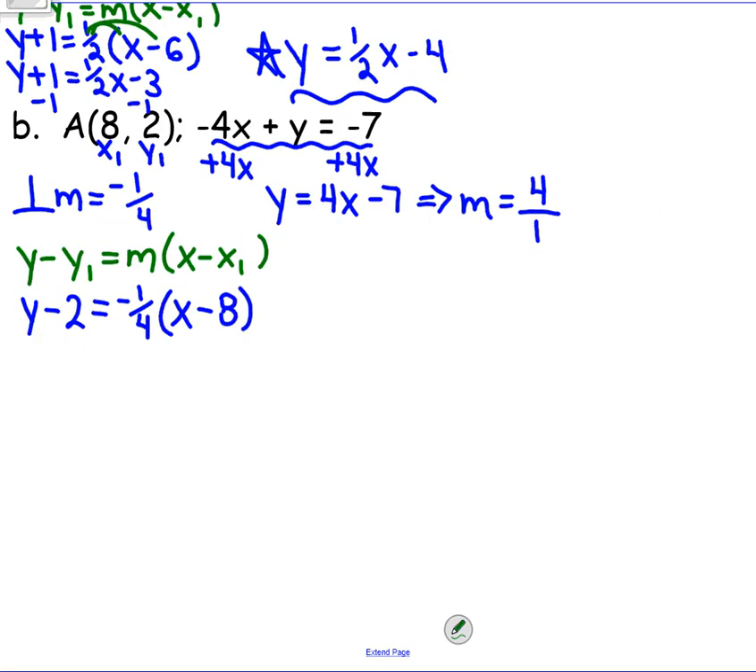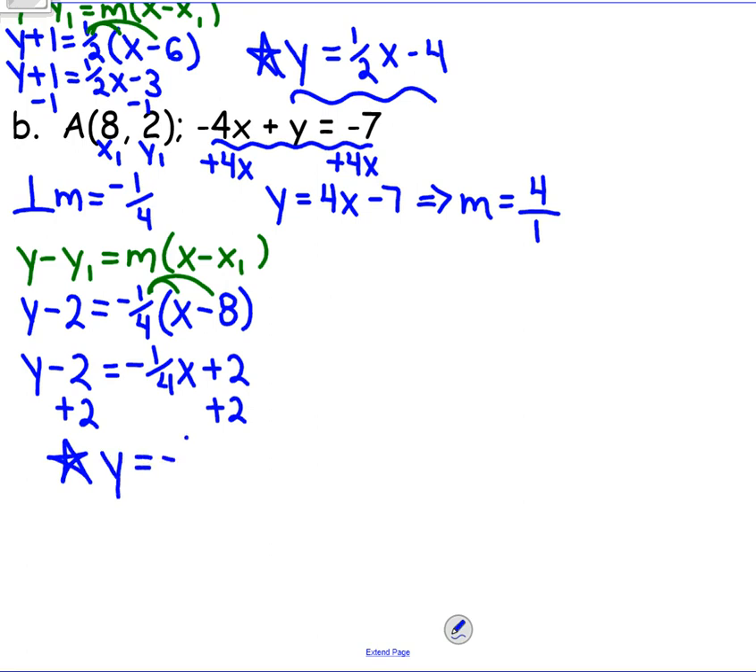We're going to distribute that negative 1/4 through. That doesn't touch the y minus 2. On the right-hand side, we get negative 1/4 x. Negative 1/4 times negative 8 is going to be a positive 2. And our very last step to get to our last answer here, let's add on 2 to both sides. And we get a final answer of y equals negative 1/4 x plus 4.